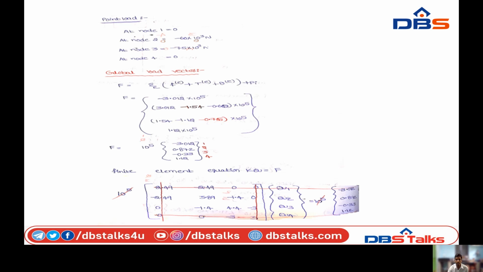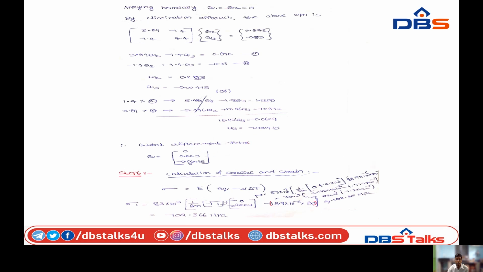The remaining terms will be 3.89 minus 1.4, 4.4 into Q2 Q3 equal to the force vector remaining terms, 0.872 minus 0.33. After doing all calculations and multiplications, we found the Q2 Q3 values. They can be found easily by taking the values in Casio's equation mode.